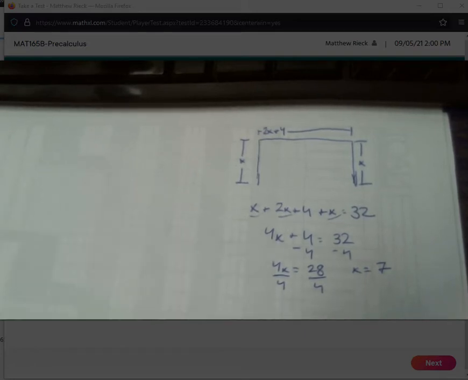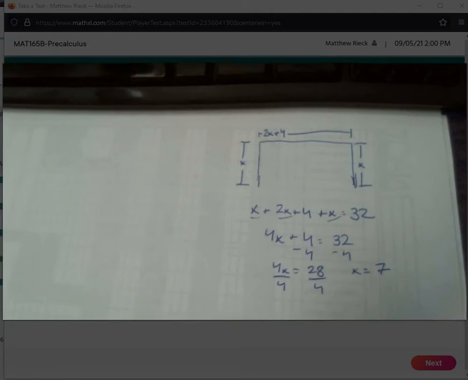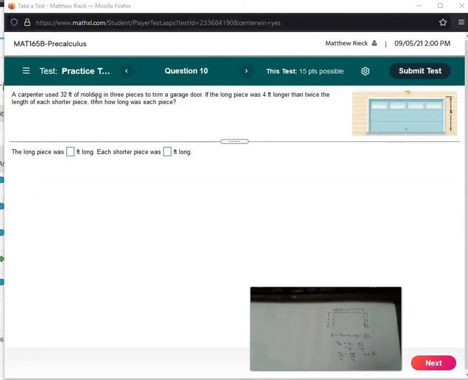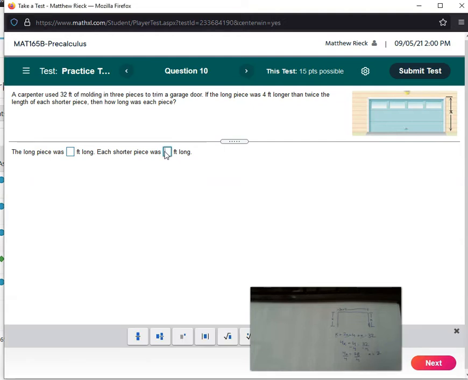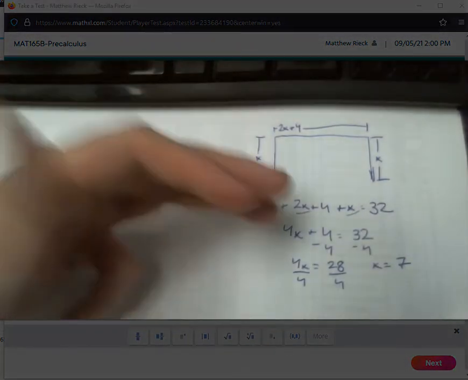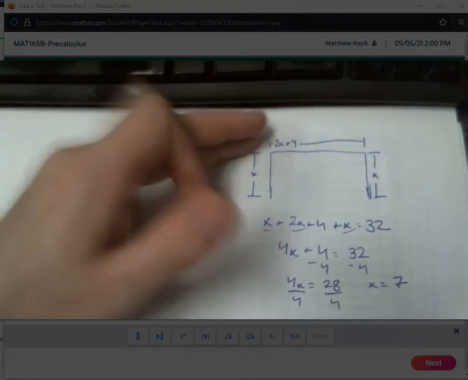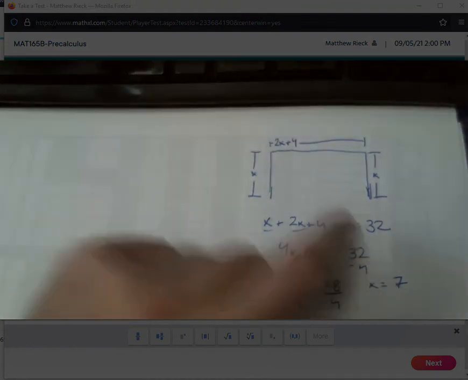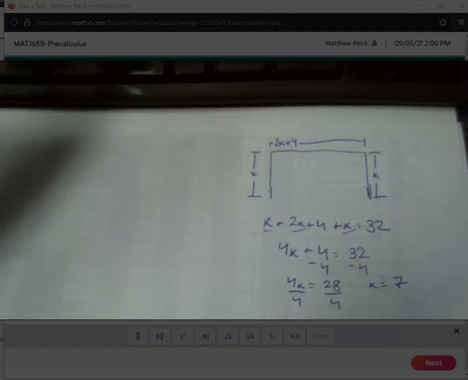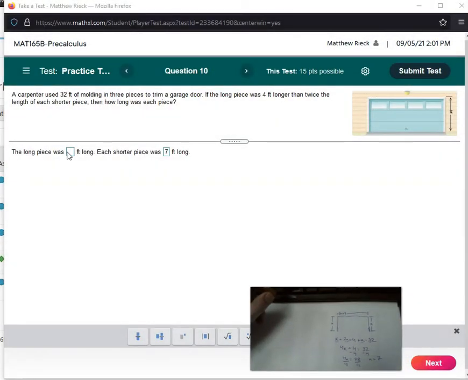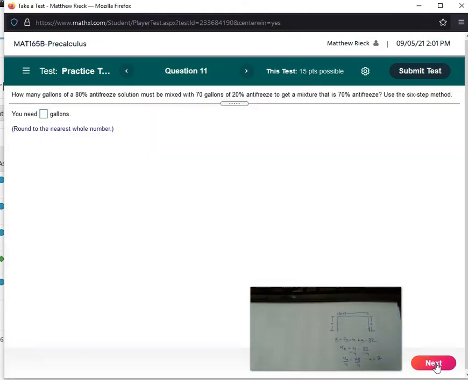The second test is, does it actually answer what the original problem is asking? If we go back to the original problem, it says, how long was each piece? x represents the length of the shorter piece, so each shorter piece was 7 feet long. But we also need to figure out the length of the longer piece. Thankfully, once you know one of your variables, it's pretty easy to solve for the other. So I can plug a 7 in for x. 2 times 7 is 14, plus 4 is 18 feet long for the longer piece. And that's all there is to it.